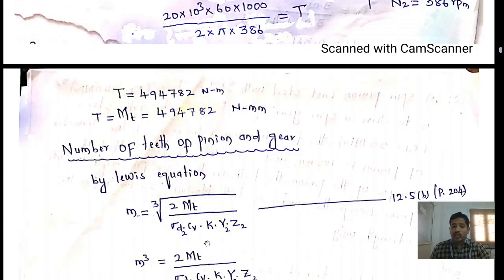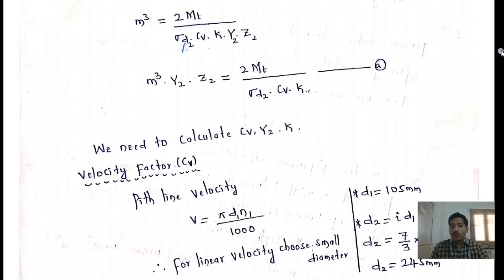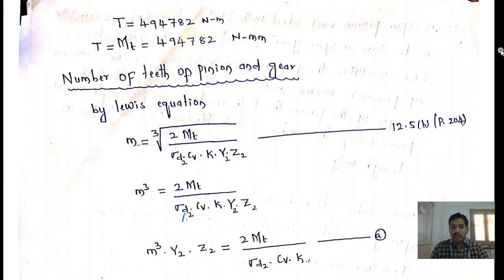After that, our intention is that we want to convert it into moment. You can convert here T is equal to Mt is equal to 494782 Newton meter; you can convert to Newton mm here. After that, the number of teeth of the pinion and gear we need to find out. So in this problem, the most important thing is that we first need to find out the values of m3, y2, z2. Then how to find? Let us see over here.